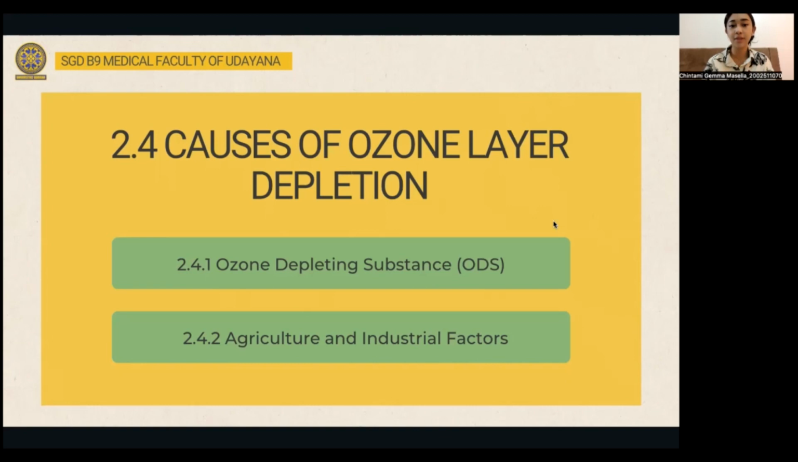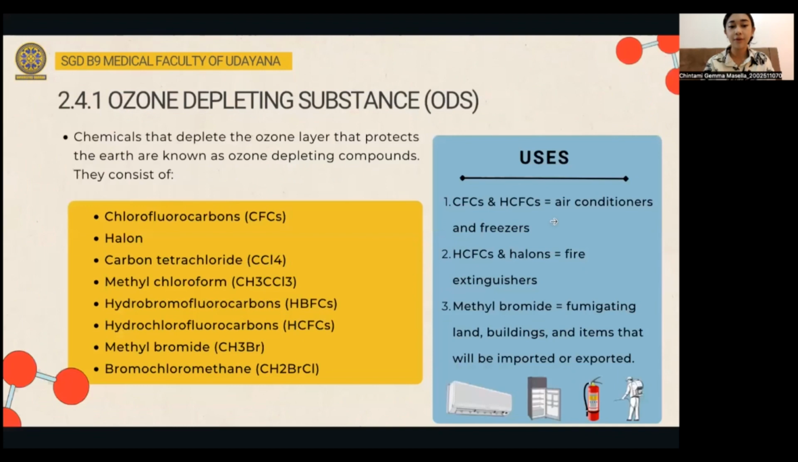Today I'd like to be describing the causes of ozone layer depletion, which consists of ODS or ozone-depleting substances and also agriculture and industrial factors. For the first, chemicals that deplete the ozone layer that protects the earth are known as ozone-depleting compounds. They consist of CFCs or chlorofluorocarbons, halon, carbon tetrachloride, methyl chloroform, HBFCs, HCFCs, methyl bromide, and also bromochloromethane.